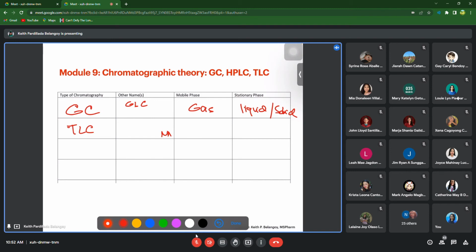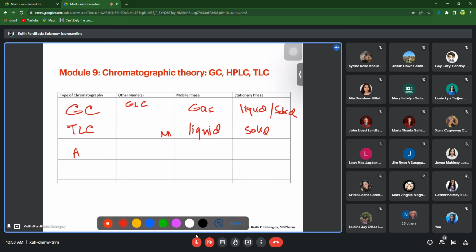What's your mobile phase for thin layer chromatography? Okay, that's liquid. Definitely your stationary phase is solid. What else do we have? HPLC. Other names?